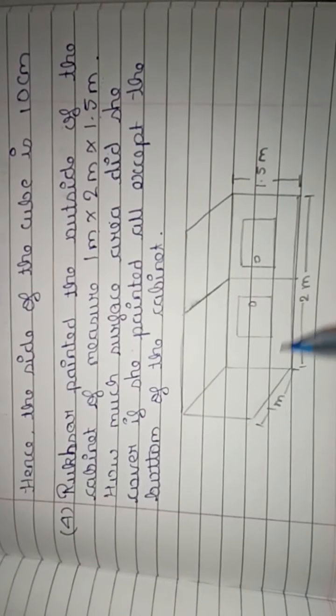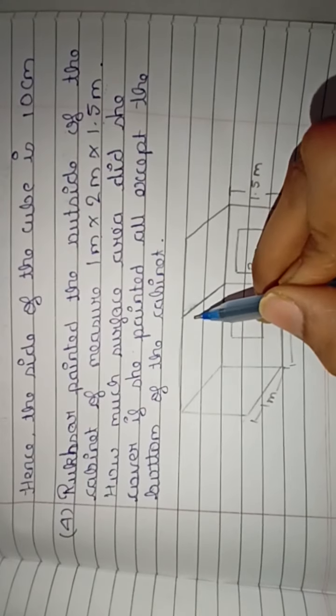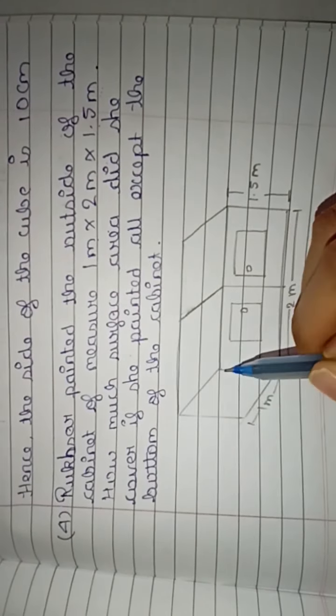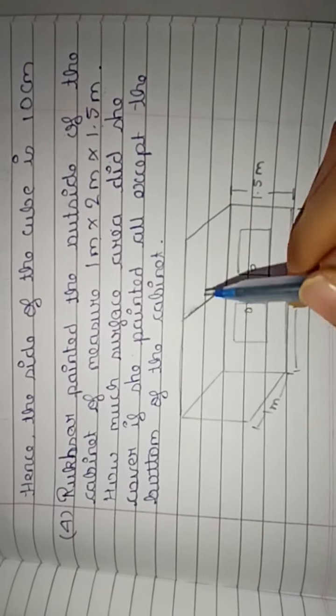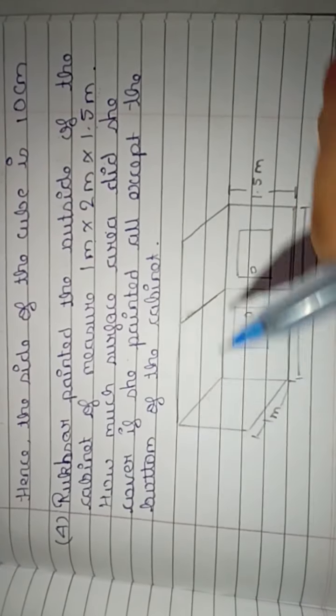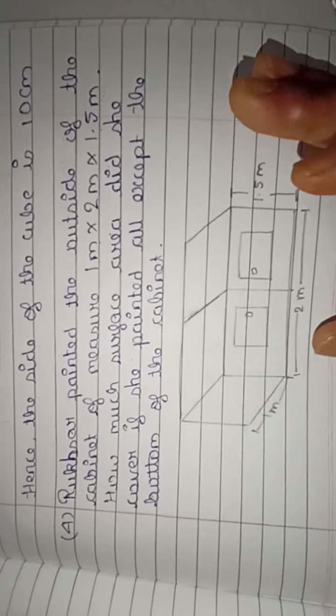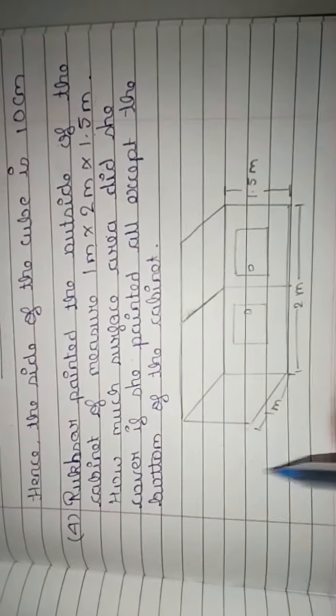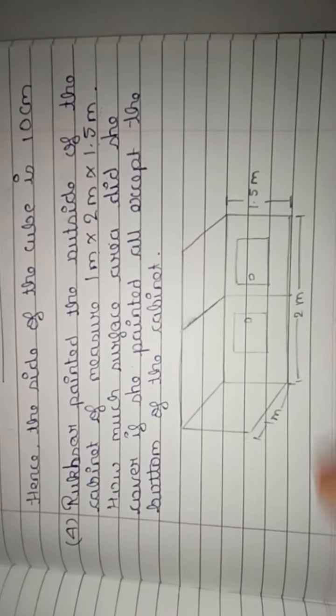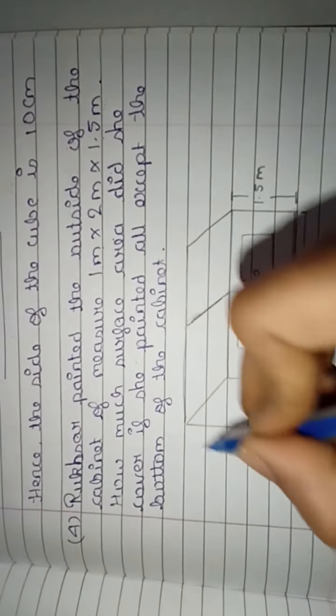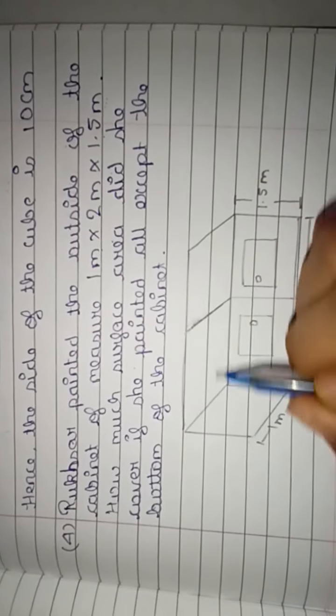So we will get the lateral surface area of this particular box, and then we have to find out the surface area of the top portion, which will be length into breadth. Then if we add both the areas, we can get the surface area of the painted cabinet, right? So there are two methods: either find out the total surface area and then subtract the bottom surface area, or else find out the lateral surface area and then add the surface area of the top portion.